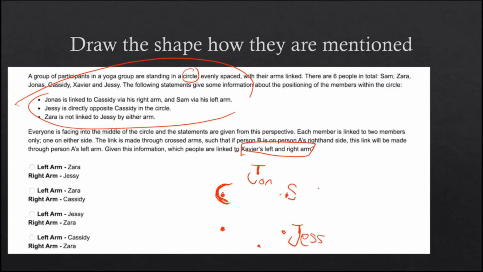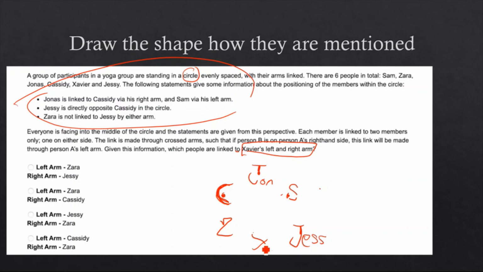And then we've been told that Zara is not linked to Jesse by either arm. So we know Zara should be in either this place or this place. And we've been told that she's not linked to Jesse by either arm. So we know that Zara can't be there. She must be there. So Zara is there. And therefore the only person left is Xavier. So Xavier would go there. Alright, so from this I know that Jesse is on Xavier's right and Zara is on his left. So this would make the first option the correct option.